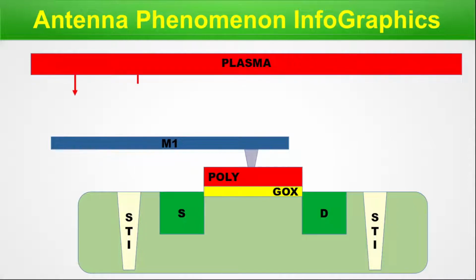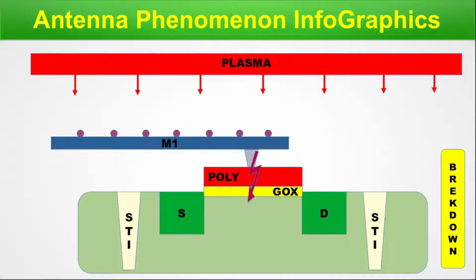So the plasma is coming down from the plasma chamber on top of the metal one for the etching process. And in this gaseous environment, many charges are getting accumulated on the metal one surface. Once this amount of charge is sufficiently high, it causes a breakdown of the gate oxide insulator and the charges pass on to the silicon. This infographics helps you to understand the antenna phenomenon happening live during a CMOS process. We're done with this particular slide, so let's move on.